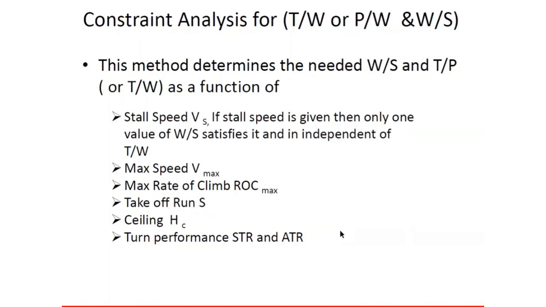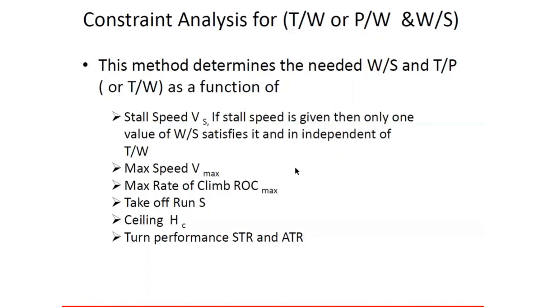The first step, as I said in the last class, was to get an estimate of the W. Once you have an estimate of the W, you can, by this constraint analysis, choose a W/S and T/W, which would then give you a first estimate of the wing area S and also the thrust required.